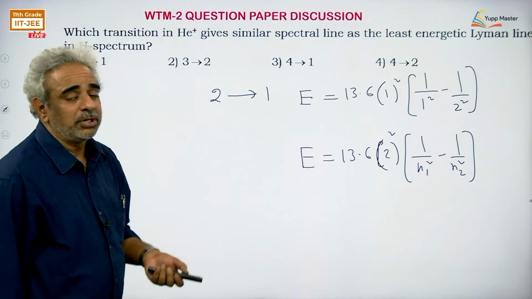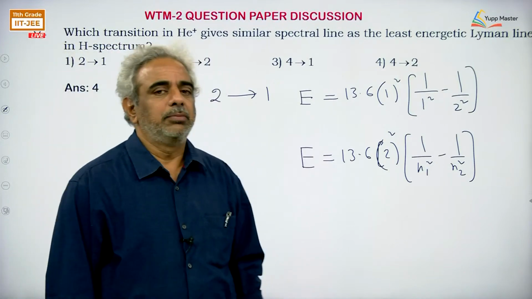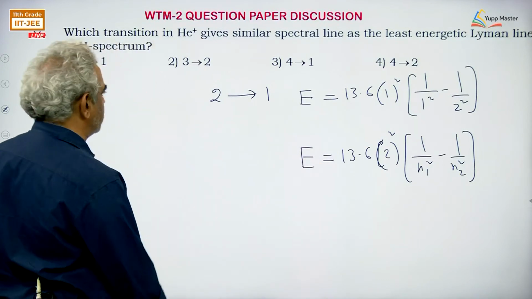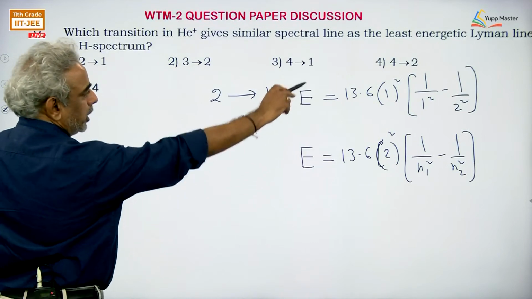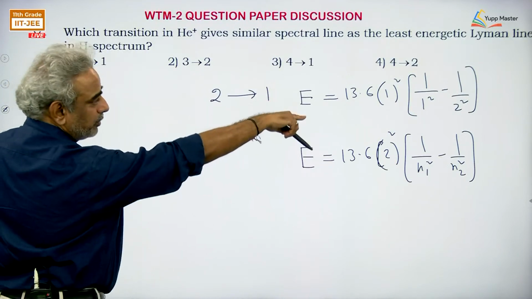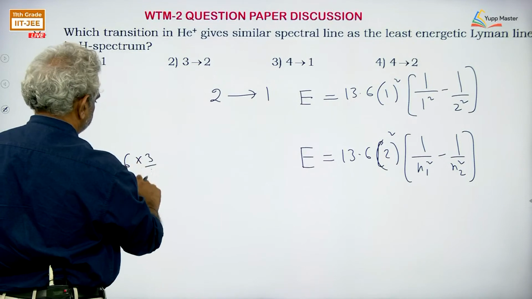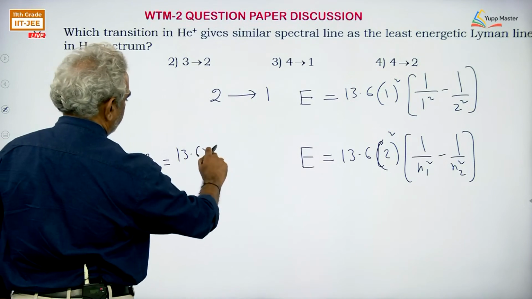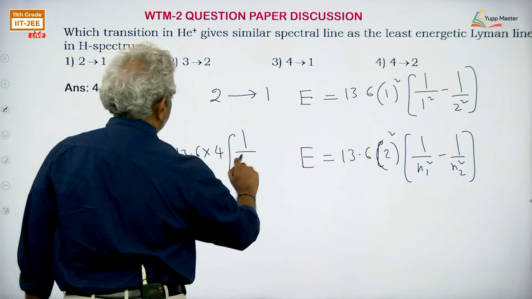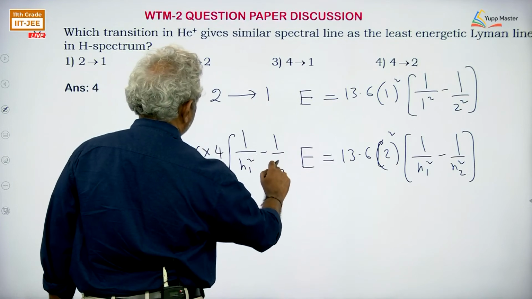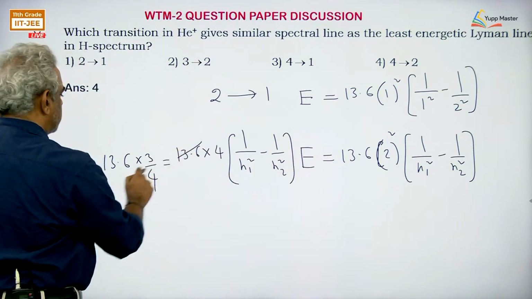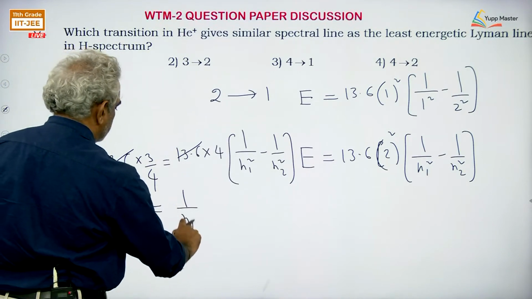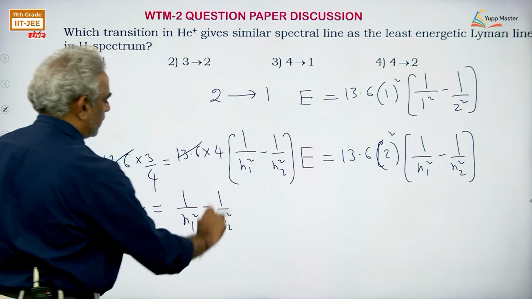He did not even mention one of the orbits. Both orbits we do not know, and we want these two energies to be the same. So, what can I equalize? 13.6 into 1 by 4, 1 minus 1 by 4, 3 by 4, is equal to 13.6 into Z square 4, 1 by n1 square minus 1 by n2 square. This gets cancelled. You are getting 3 by 16 if you observe carefully. So, 1 by n1 square minus 1 by n2 square.